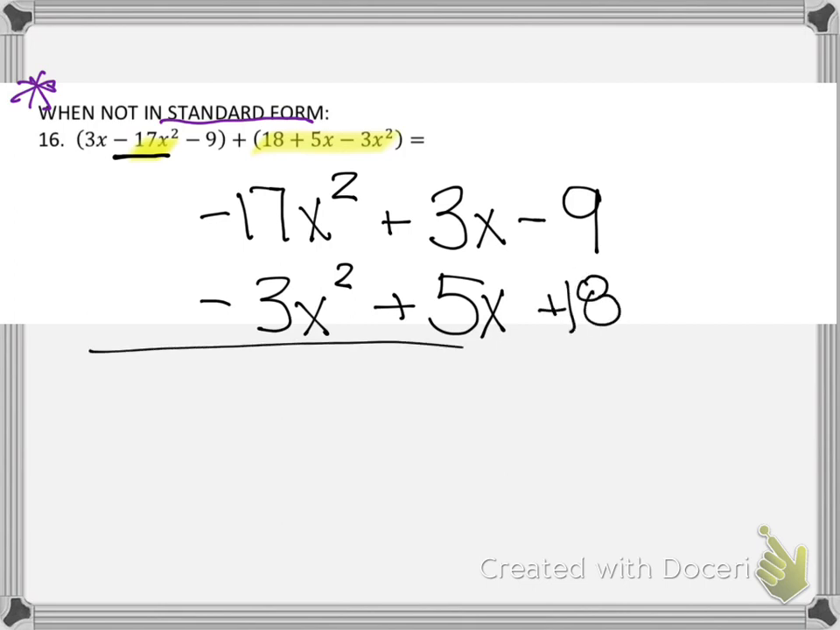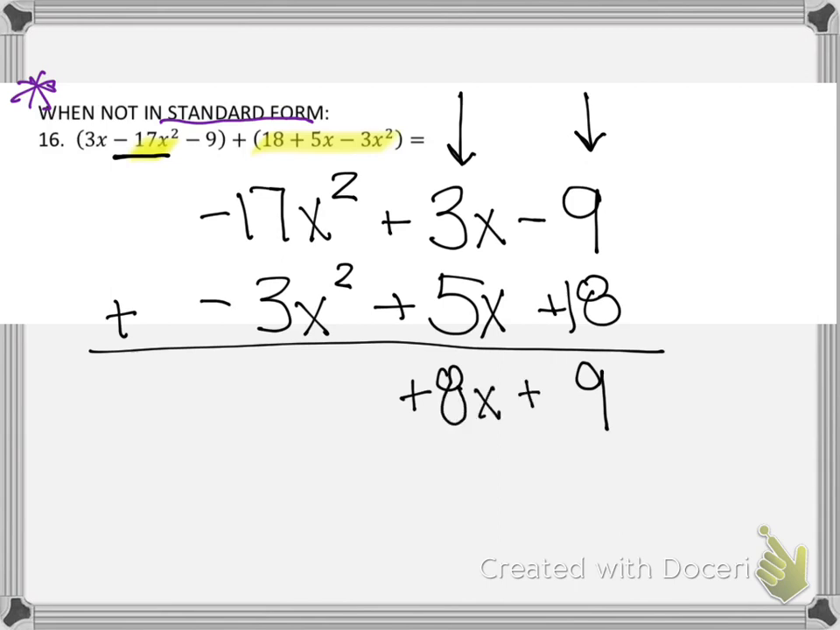And we are adding these polynomials, so we're going to just add straight up and down each column. So negative 9 plus 18 gives me a positive 9. 3x plus 5x is a positive 8x. And in my third column, negative 17x plus negative 3x is negative 20x. Sorry, I'm saying x squared. Negative 17x squared plus negative 3x squared is negative 20x squared.